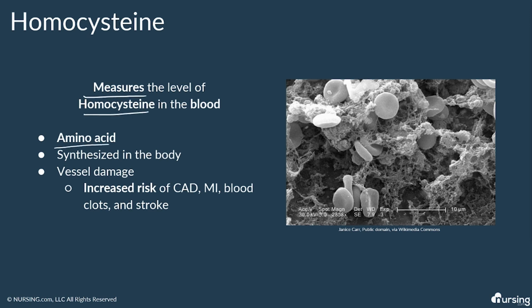Homocysteine is an amino acid that is synthesized by the body and can really cause vessel damage. And with vessel damage, what do we see? Coronary artery disease, there could even be myocardial infarction, blood clots like this crazy thing right here, and lead to stroke. So what are some clinical indications for why we would draw this lab?